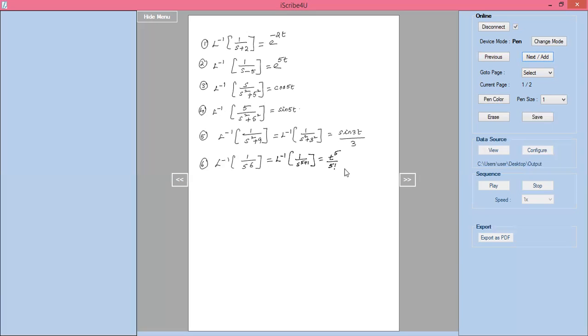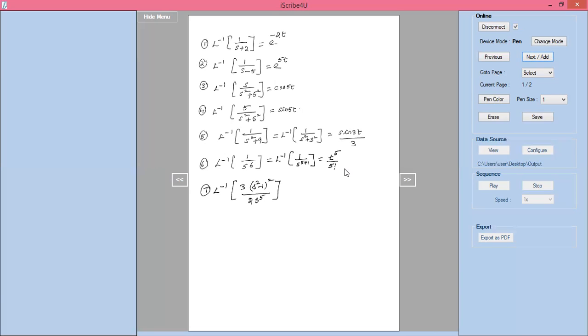This is the basic problems I have done. Now I'm going to go for the next problems. Any doubts in this? We can see. Now I'll take the next problem, somewhat higher level: L inverse of 3 into s square minus 1 whole square divided by 2 into s power 5. Like this I have given. So how do you simplify this one?